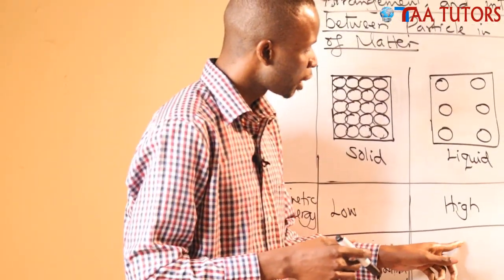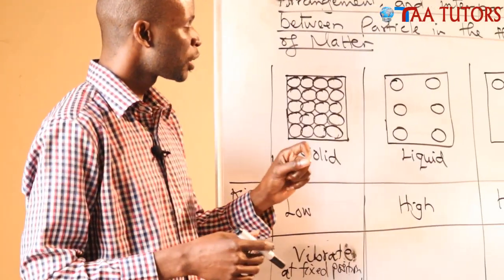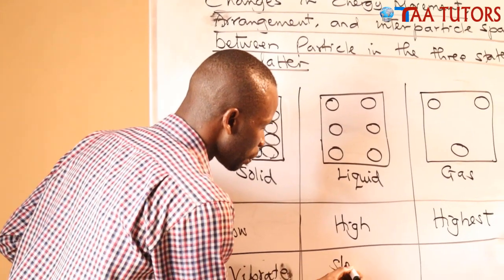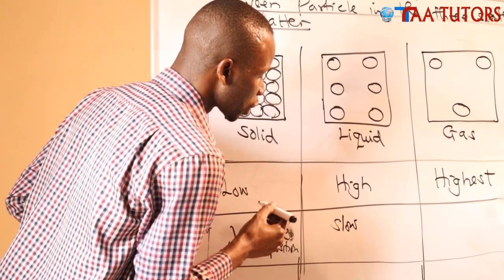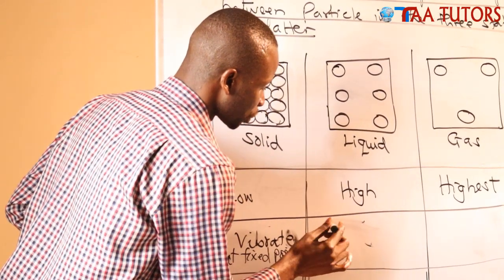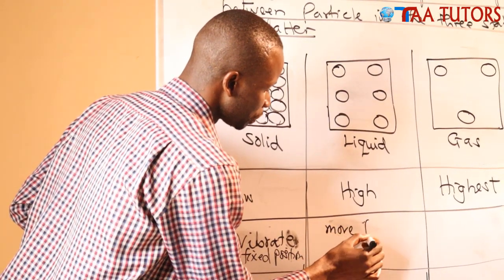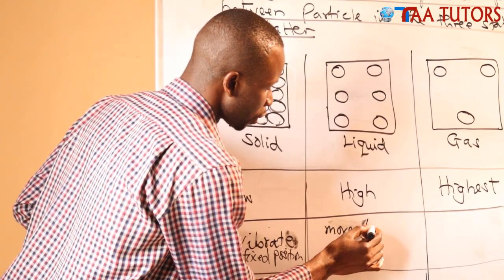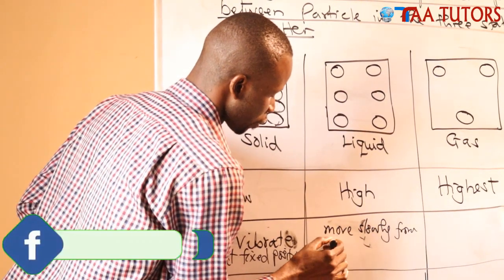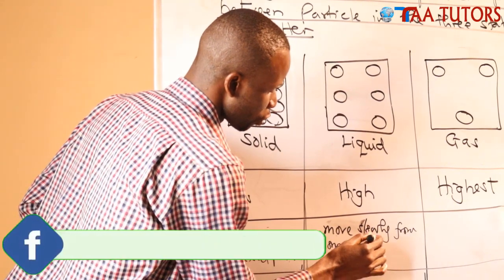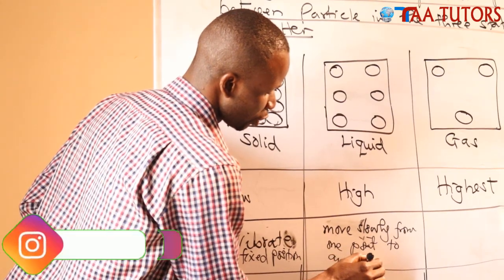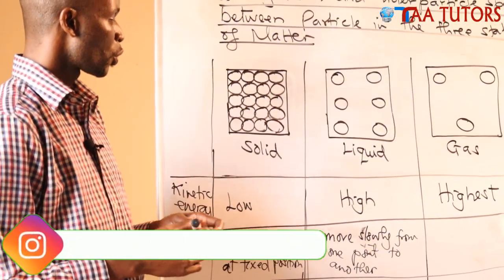When you look at the liquid state here, the movement is slow. They move from one point to another, but the movement is slow. They move slowly from one point to another.